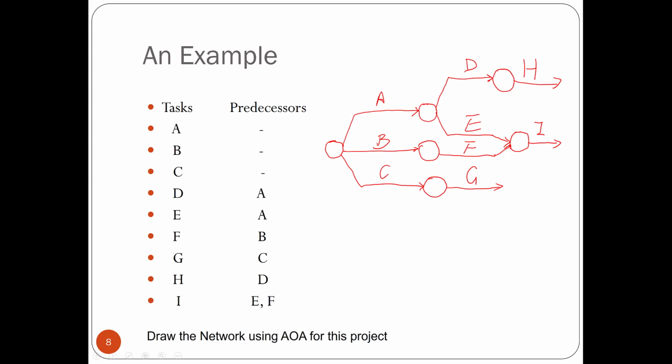And after that, we see there are no more tasks or no more activities to draw. So what does that mean? If we look here, H, I, and G, these are the activities that have no more activities following them. So once they are done, we are done for the entire project. So we're going to connect them to the same node, representing that the project is done.